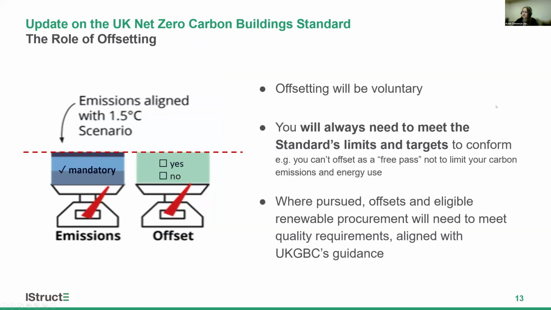I also just want to mention offsetting, which is an option in the standard. It's a voluntary option, so you will always have to meet the standard's limits and targets, which means that you can't use offsetting as a way of not having to limit your carbon emissions, operational or embodied. But you can choose to meet the limits and then also purchase offsetting depending on how you want to achieve the standard. And if you do decide to go down the route of offsets, there'll be some requirements for quality of those, which we'll define when we launch the standard.